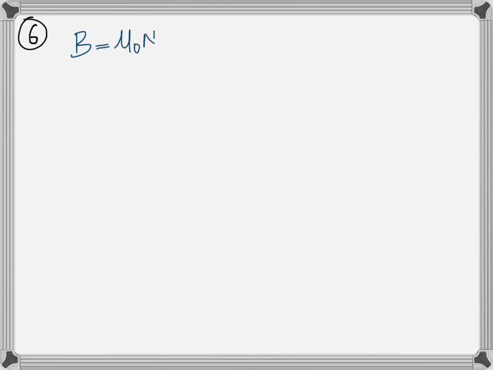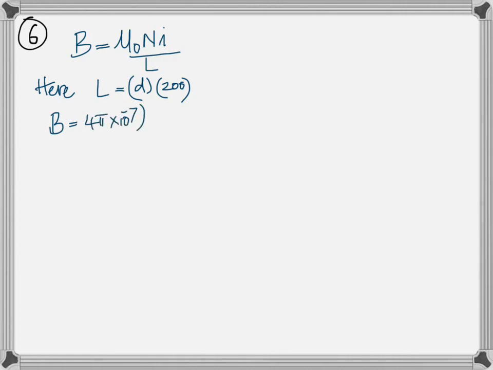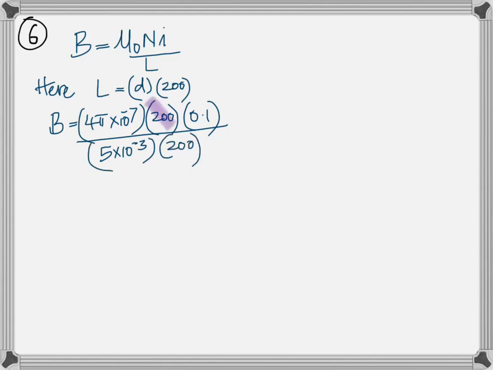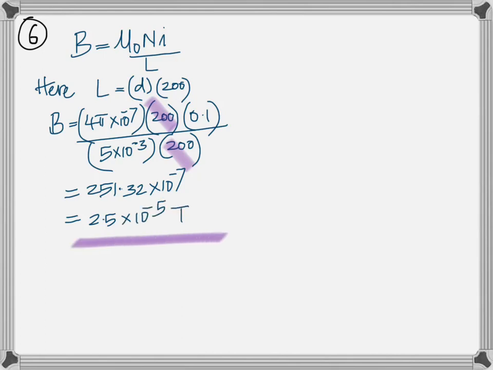So number 6, B is mu naught I by the length of the solenoid. And the length of the solenoid is just the thickness times the number of turns. And then you know mu naught is 4 pi times 10 to the negative 7. You got to know that. And everything else is given. Of course, the number of turns will get cancelled and you end up with 251.32 times 10 to the negative 7, which is 2.5 times 10 to the negative 5 Tesla.